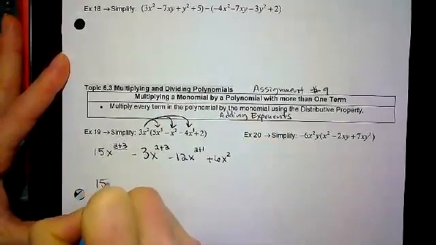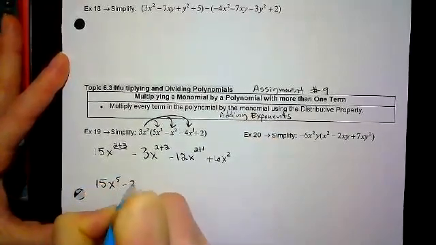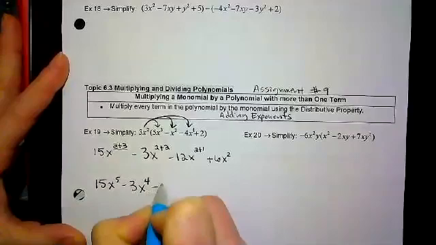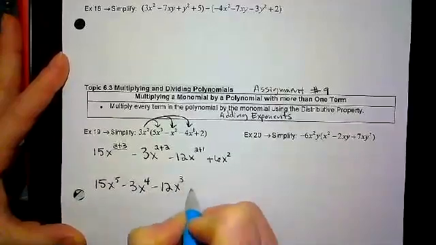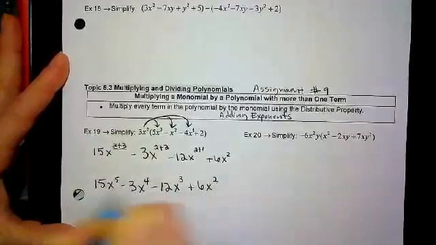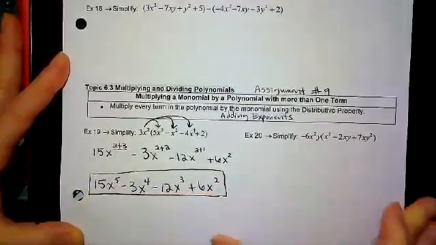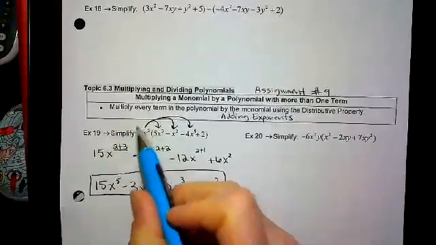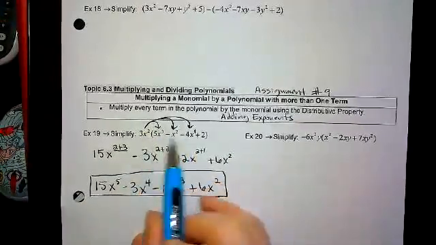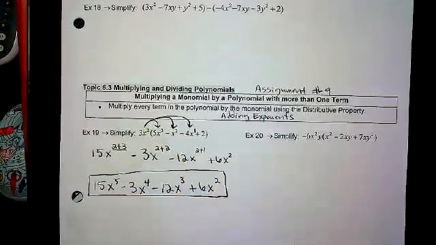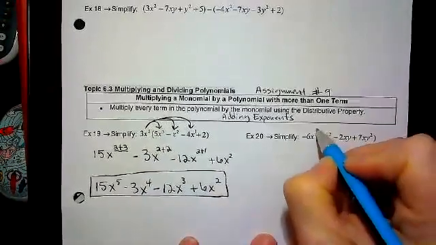So cleaning that up, we have 15x to the 5th minus 3x to the 4th, negative 12x to the 3rd, plus 6x squared. And that is as simplified as that can get. There's not like terms. So what we've done is just distributed that 3x squared to remove the parentheses. So we're going to do another one.